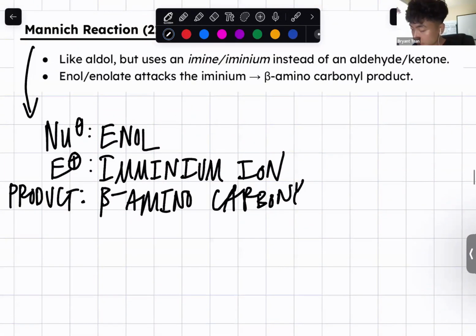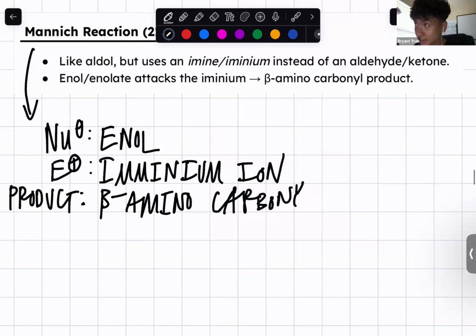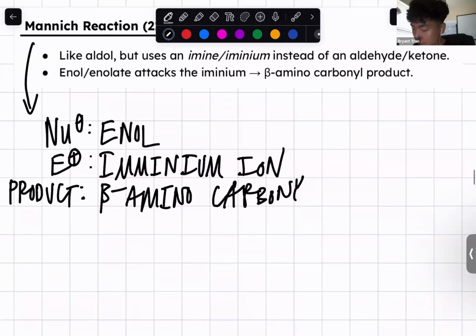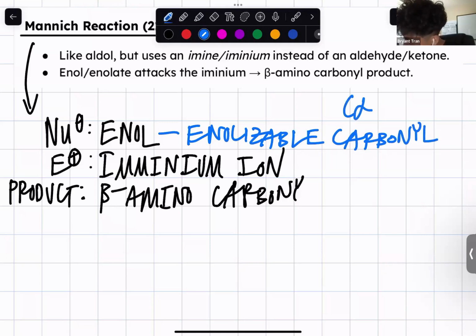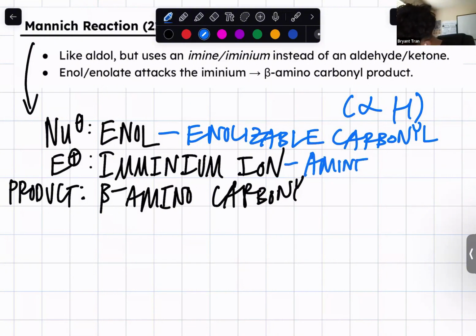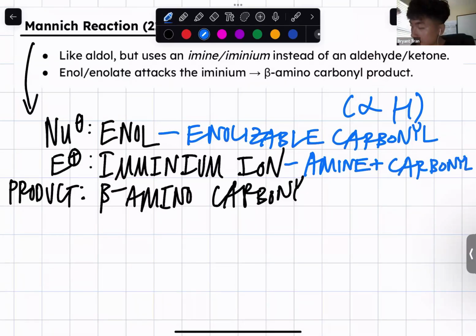And there are going to be 3 reactants in acidic conditions for Mannich reaction. The enol will come from an enolizable carbonyl, right? That means that it has an alpha carbon hydrogen, alpha hydrogen. The iminium ion is going to come from an amine plus some carbonyl, right? And that carbonyl typically is not enolizable.